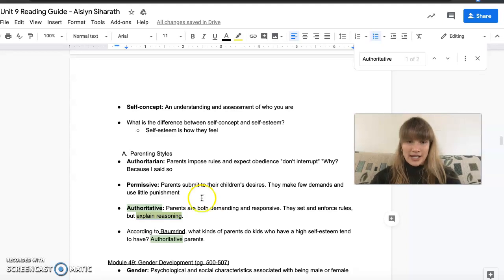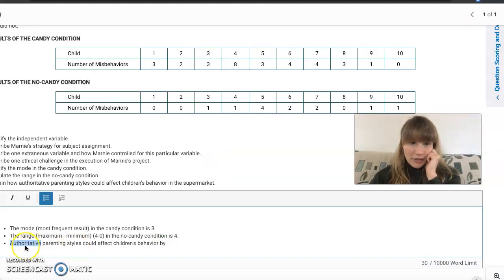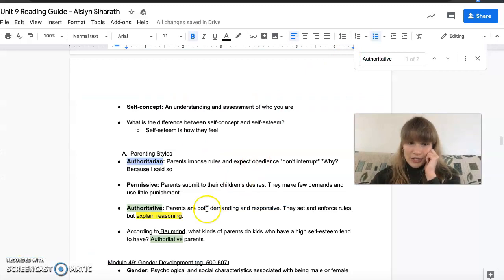You can take a moment and think about which one of these categories your parents fall in. Which one do you think you want to use, as an older sibling or as a parent one day? So that's just a little reminder of the difference between authoritarian and authoritative. This question is asking us about authoritative, and the key thing here is that this parent is going to set and enforce rules, but explain the reasoning.